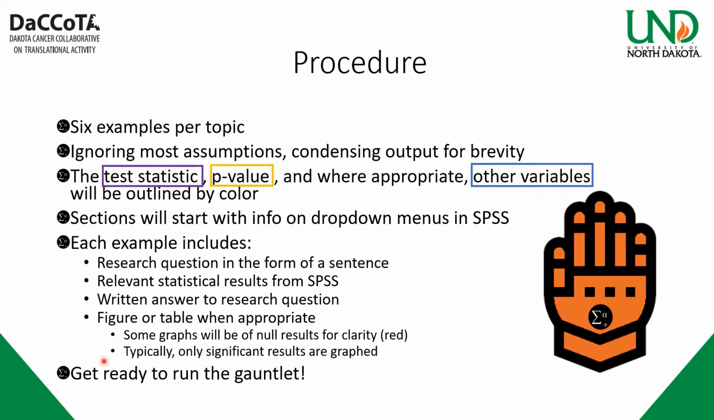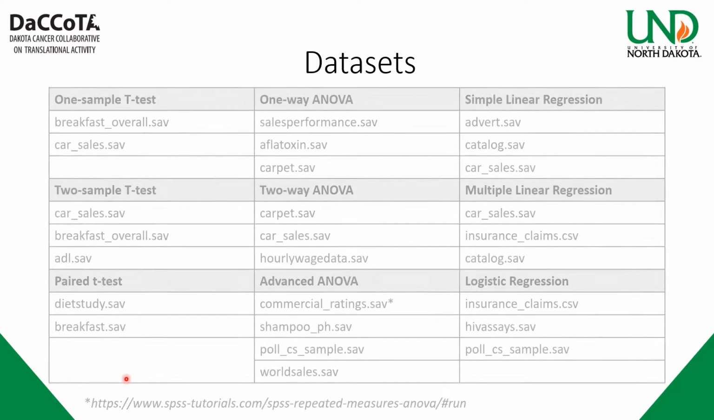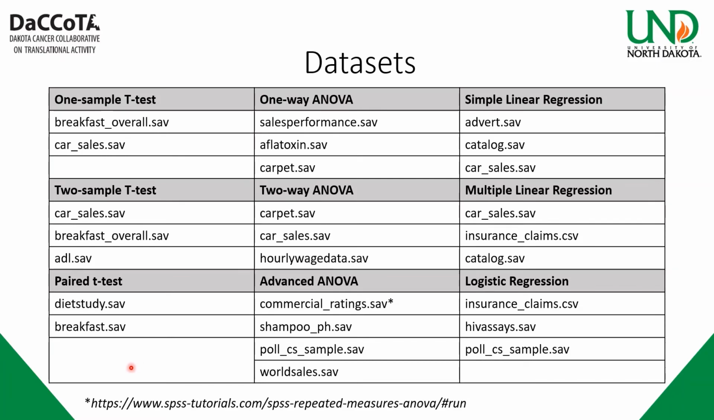Now, typically you only graph things when it is significant, but I will have some graphs for no results just to show some clarity. All right, let's get ready to run the gauntlet. Put on your armor and go. The data sets. Again, this is from within SPSS's sample data sets, all except for commercial ratings, which can be found at this link here and then should be in the description.